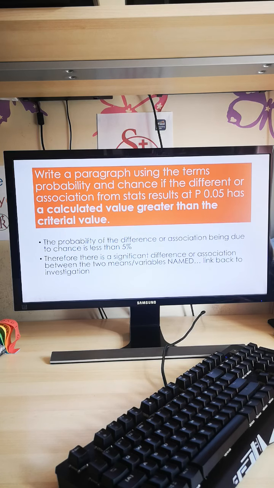Now, if there is an experiment you are given, then you need to name them and link back to the investigation here. And you reject the null hypothesis. So you can literally make a beautiful little flashcard with all of that on and learn it off by heart to give your concluding paragraphs for your stats. They're always the same, we're just changing one word or so.